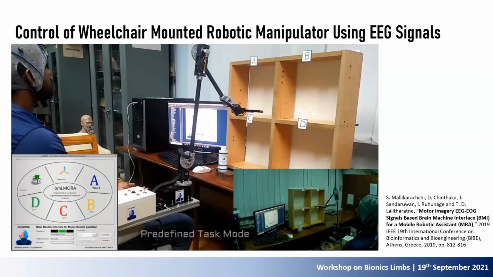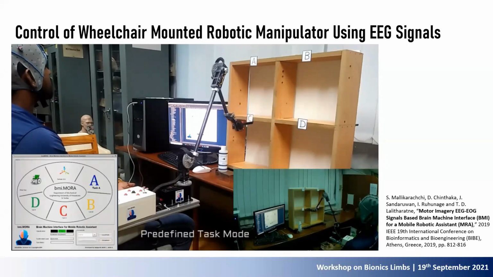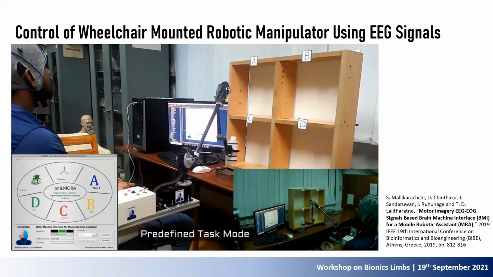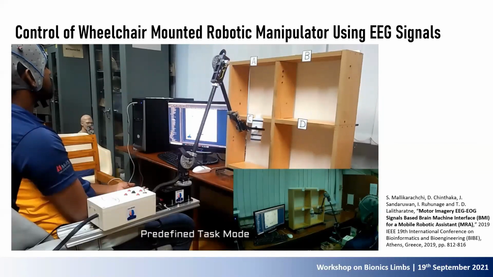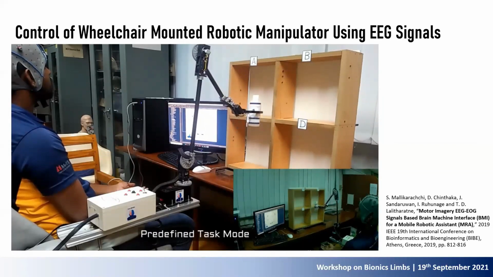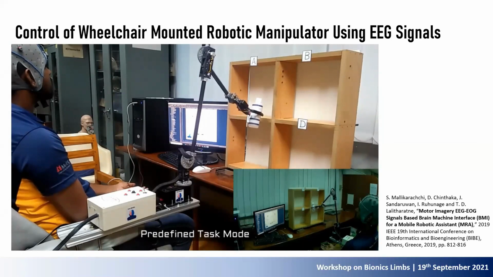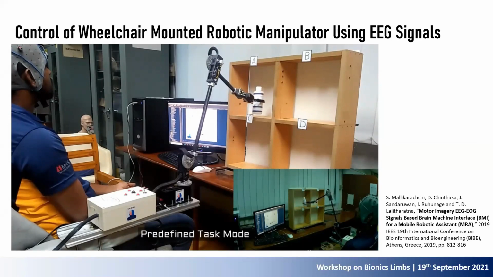And in this particular video, you can see how he managed to control the robotic manipulator for pick and place tasks, for example. He controlled the robotic manipulator to pick an object and then place it in a given position, purely based on thoughts.